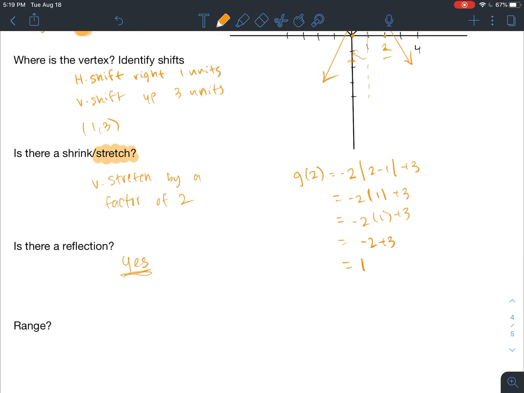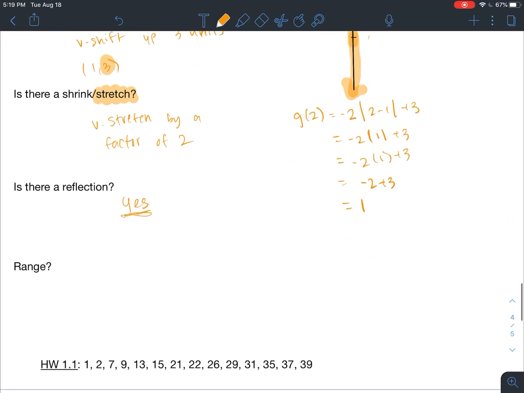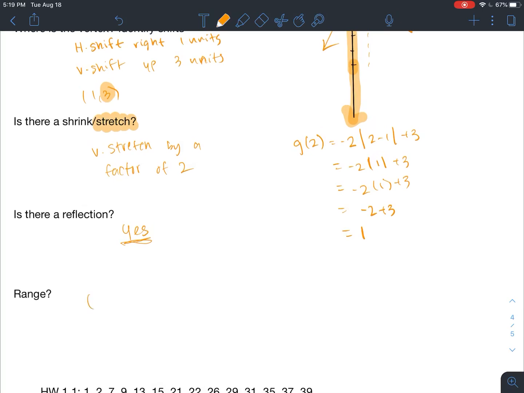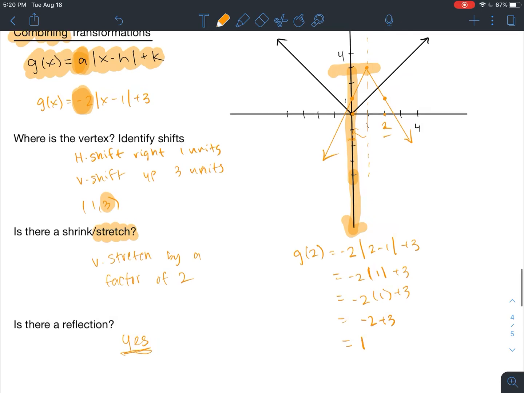So now what's left to answer is the range. Well, we know we're covering everything below, but how far up do we go? We go as far up as this value right here, and we know the y value right there is 3 because that's our vertex. That's the y value of our vertex. And so we start at 3, we don't go any higher, but we go below. So this should be a closed bracket, 3 to negative infinity, and that's our range.